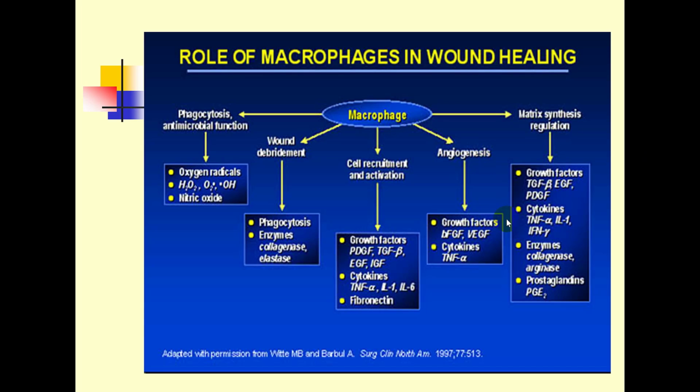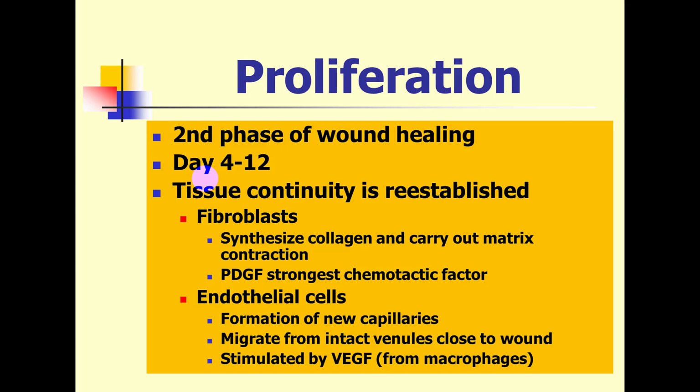And this is the role of the macrophage. It starts from the early phase to the late phase, from wound debridement and phagocytosis until the end with matrix formation and remodeling. So it has a very important role, and they have different cytokines. There are different required materials to act in this process of healing.